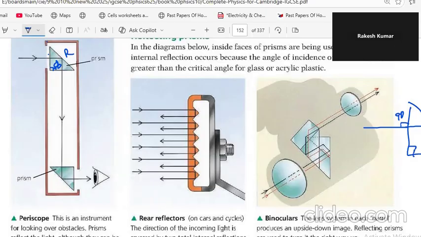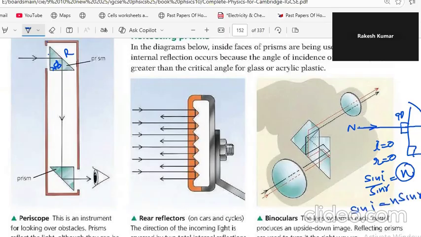Now why does that happen? It's because when it first hits here, the angle of incidence is zero, because it is along the normal. And if the angle of incidence is zero, the angle of refraction will be zero, because sin i by sin r is constant, so we get sin i equal to n into sin r. If this is zero and n is constant, this has to be zero. So it goes straight ahead and hits here.